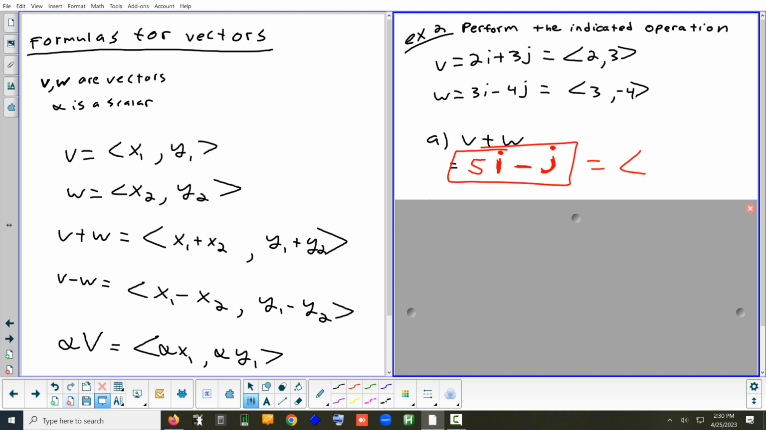How would it look if I wrote the answer that way? It's going to be the same thing, just a little different way to write it. Yeah, 5, negative 1. And remember, do not use parentheses here. If you use parentheses, you're writing a coordinate. That's not a coordinate. It's a vector. It's 5 units right, 1 unit down. Draw an arrow.